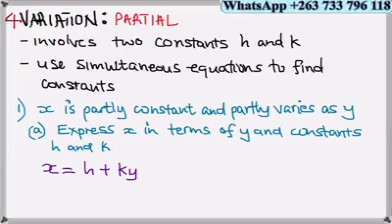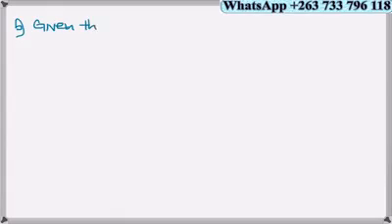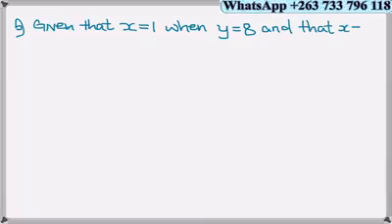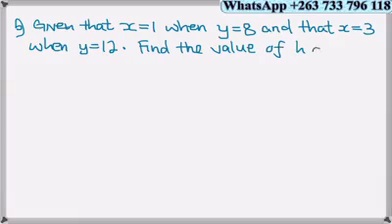On part B, let's look on part B. Given that x is equal to 1 when y is equal to 8, and that x is equal to 3 when y is equal to 12, find the values of h and k. You can see that here we have two sets or two conditions, both for x and y. So this will result in simultaneous equations.